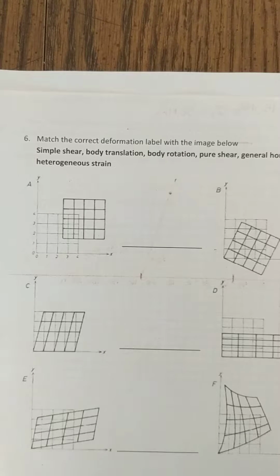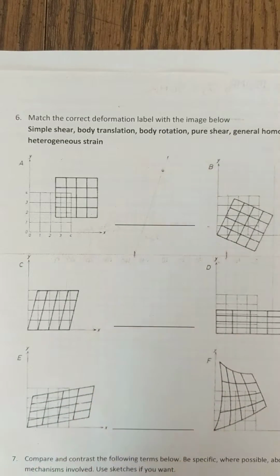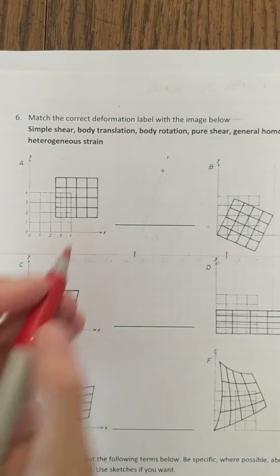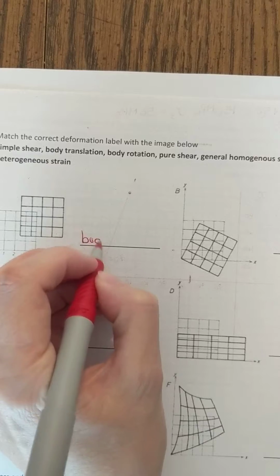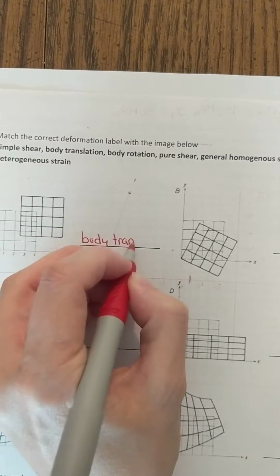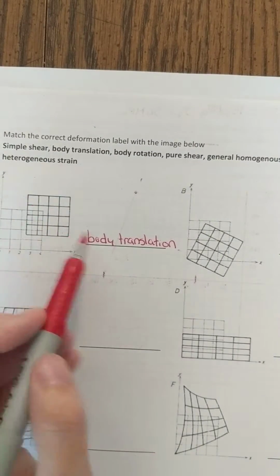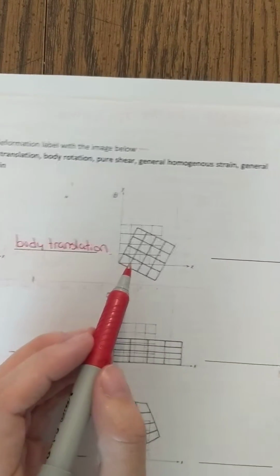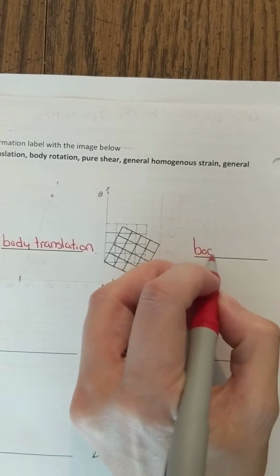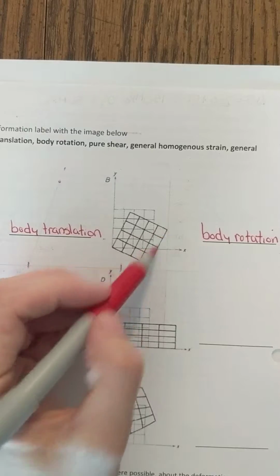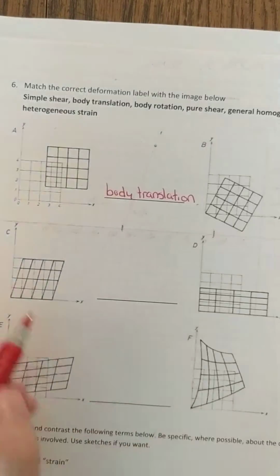For this video, we're going to go through both questions 6 and 7 because they're fairly short. So in terms of identifying what the behavior of these deformed mechanisms are, this first one is our body translation. So you have the whole body not being deformed internally, you're just moving it over. This one is body rotation. Right, again, it's a solid block just being rotated about an axis.